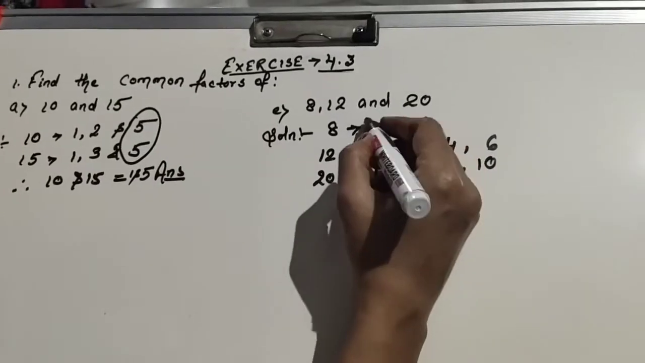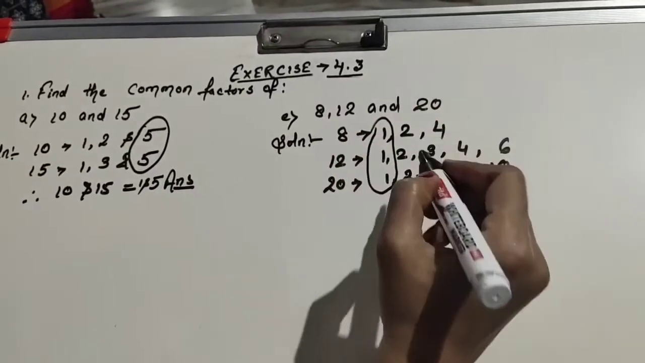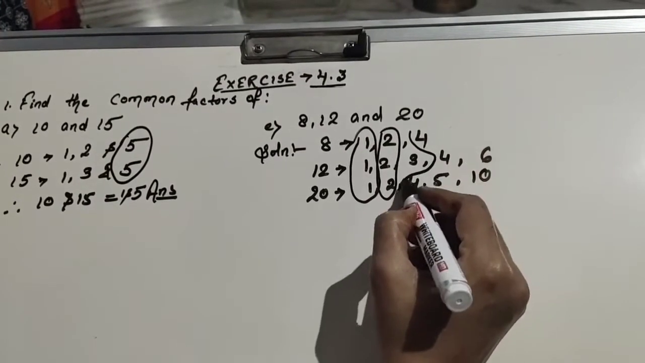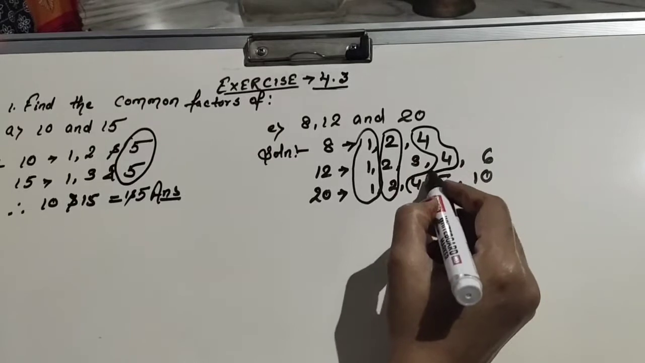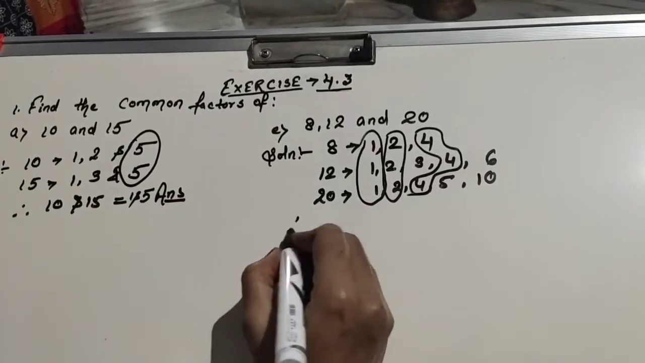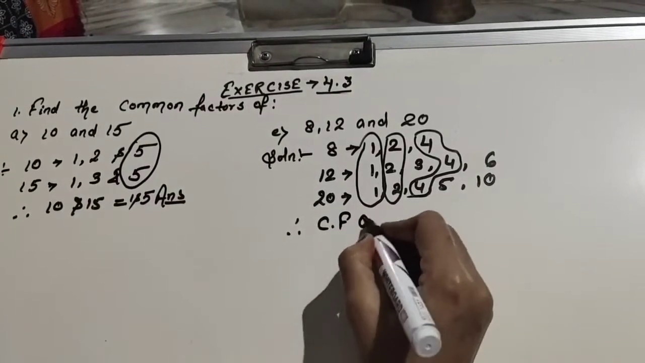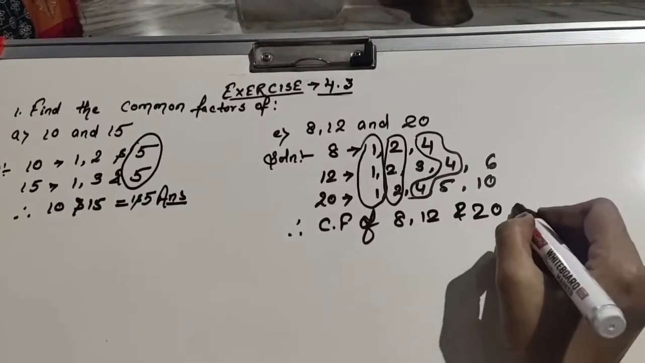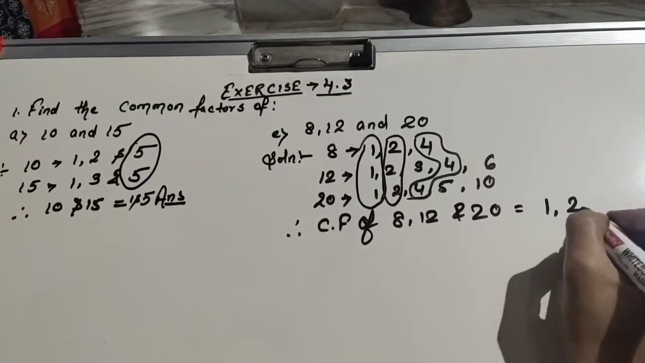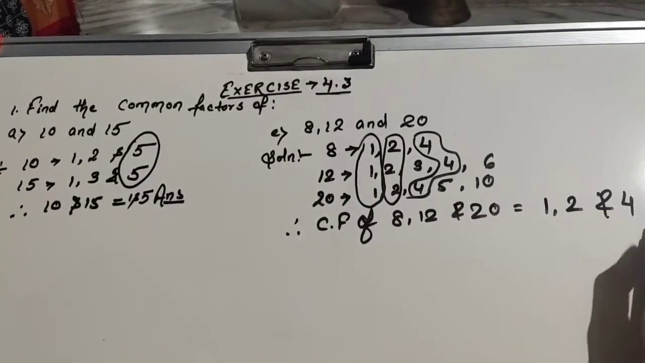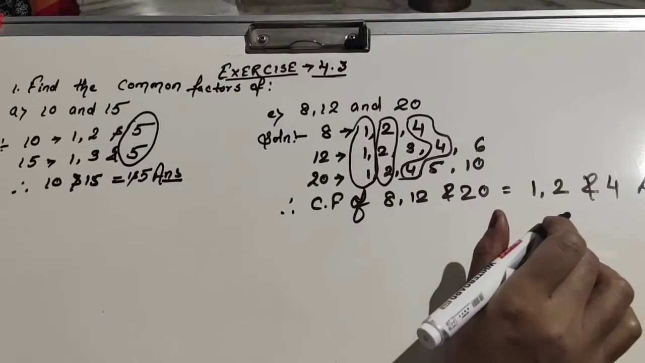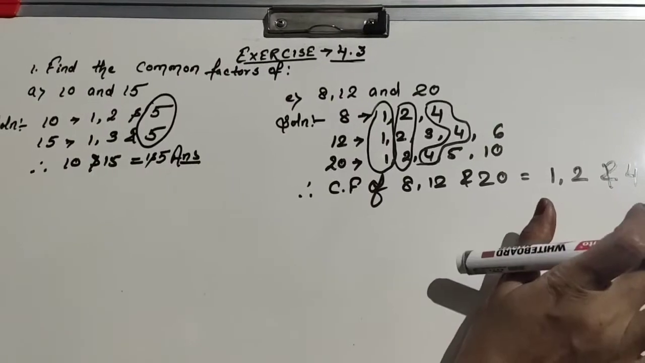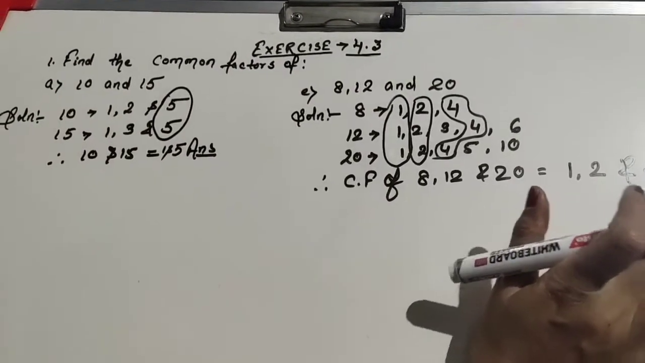Now, find out the similar numbers. So, this 1, this 2 and this 4. So, you have to write: therefore, the common factors of 8, 12 and 20 are 1, 2 and 4. So, A, B, C, D, E, F, how many questions are given? You have to note them down in your classwork notebook.